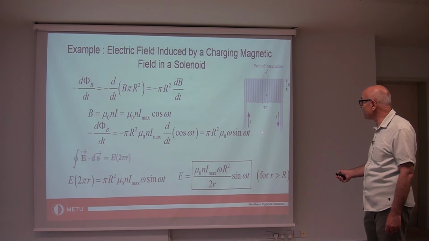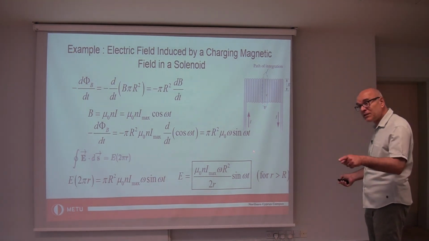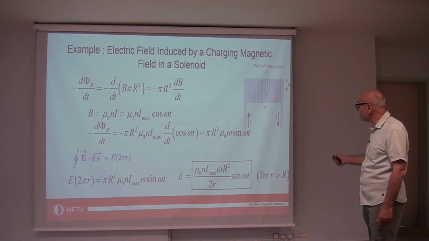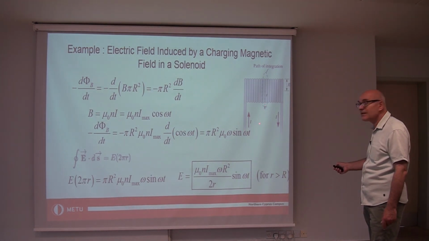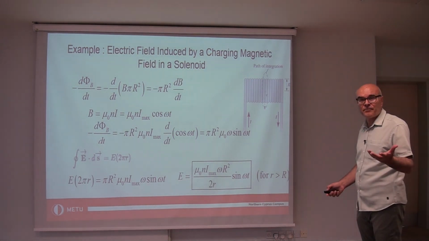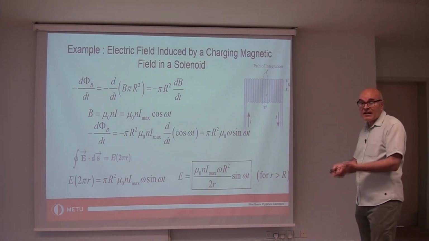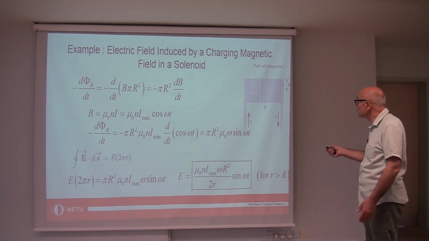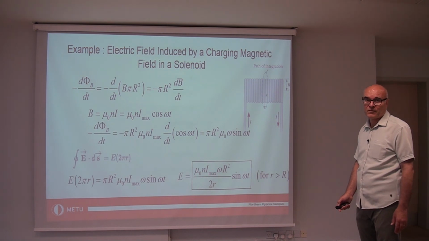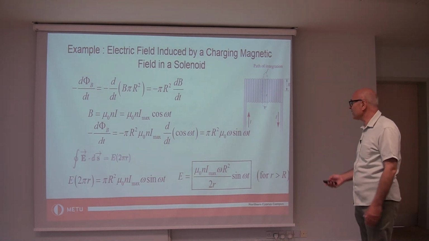and drops as 1 over r as you go away. So the electric field becomes weaker as you go away. Note that this is in the region where r is greater than R, that is, I am outside the solenoid. In this region there was no magnetic field, but there is an electric field induced due to the change in the magnetic field. This is the thing that we have to learn.